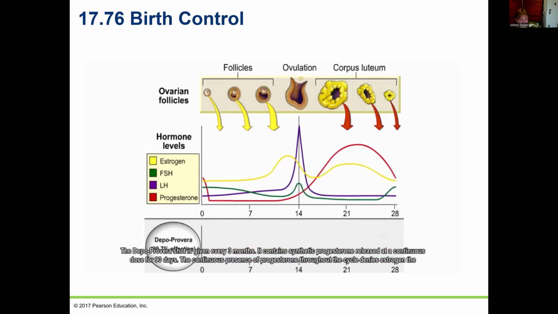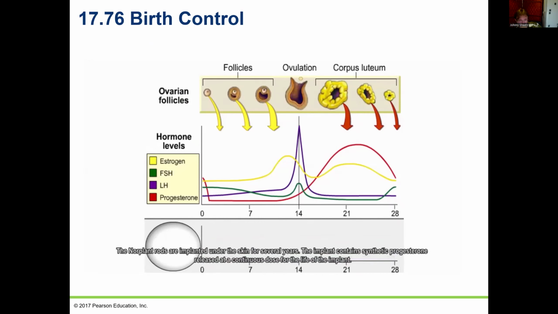The Depo-Provera shot is given every 3 months. It contains synthetic progesterone released at a continuous dose for 90 days. The continuous presence of progesterone throughout the cycle denies estrogen the ability to cause a spike in LH and FSH levels. Therefore, ovulation does not occur. Because progesterone levels do not drop during the cycle, menstruation may be irregular or not occur at all in many cases.